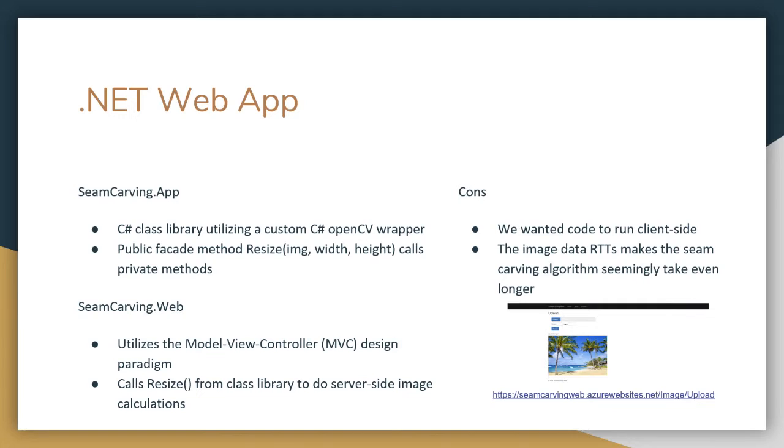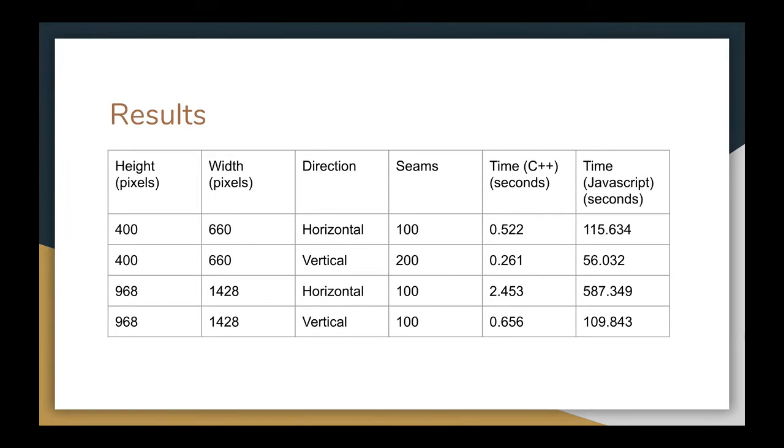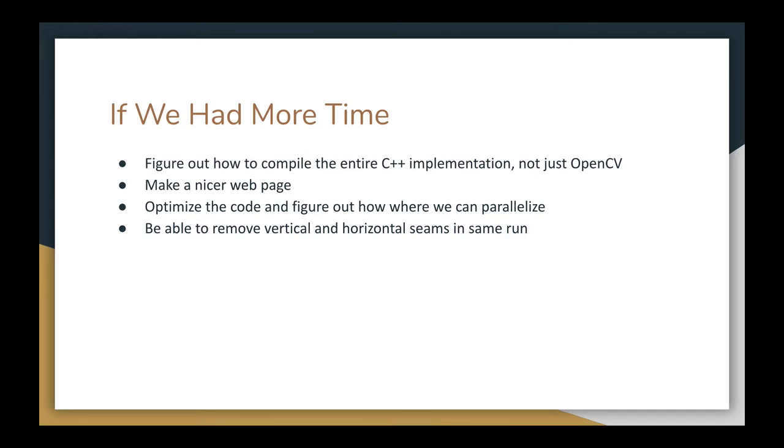Here's an implementation of the algorithm that we didn't end up using, but it was basically a port of the C++ code built in C#, and wrapped around that was a .NET web application that called all of the functions from the port. Here's a slide that shows results from running the C++ and JavaScript implementations on two different images. As you can see, it's pretty clear that the C++ is hundreds of times faster than the JavaScript implementation.